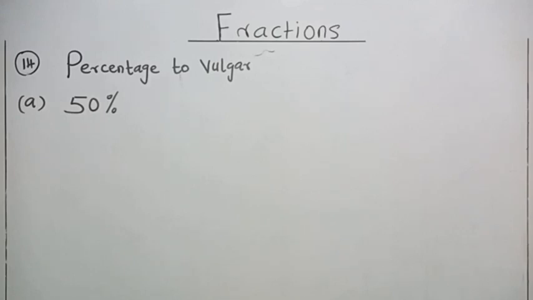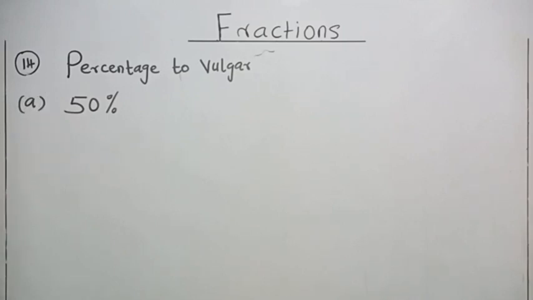50% to vulgar, how is it to be done? Again, we get back to interpreting this 50%. That is, we give it a meaning. And if we give it a meaning, we rewrite that meaning in mathematical form. And when writing in mathematical form, you will see what is required emerge. And that which has emerged will be vulgar fraction. Please follow me as I convert this 50% to vulgar fraction.